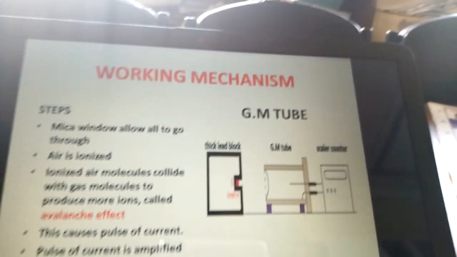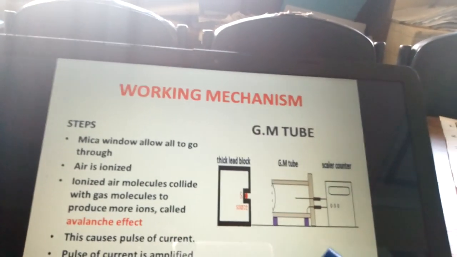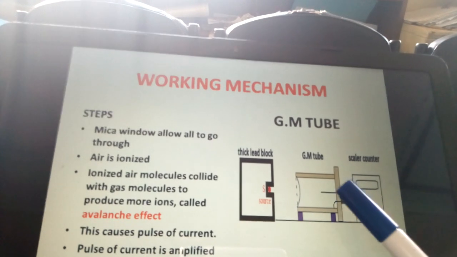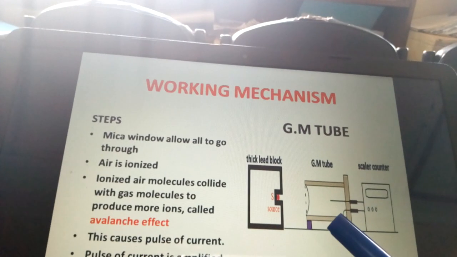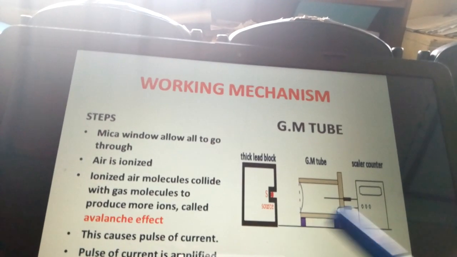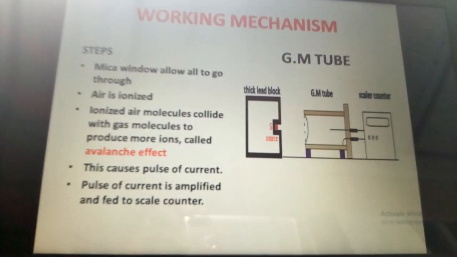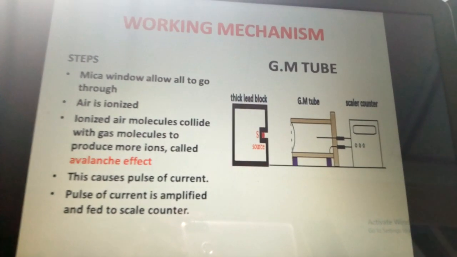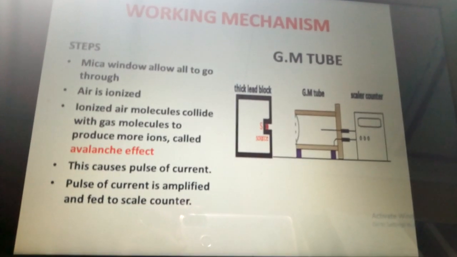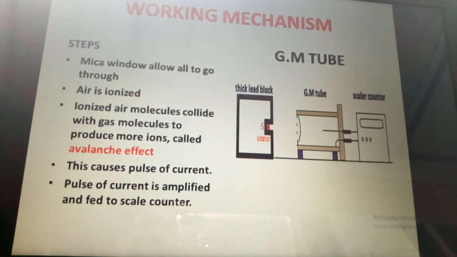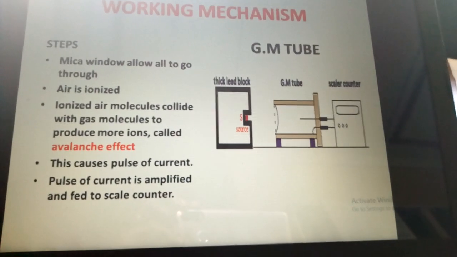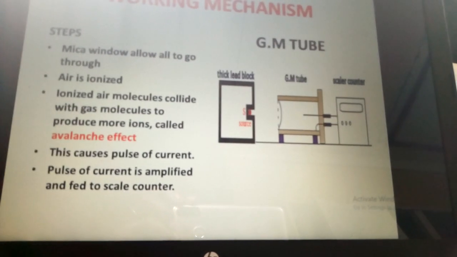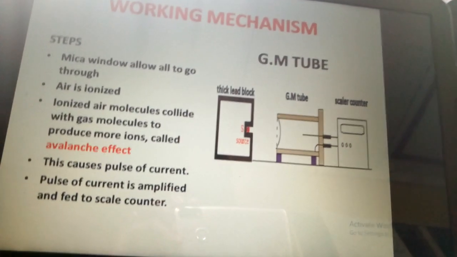The middle part is the anode. I did not label it, and this which is connected to the body is the cathode. So the avalanche effect of electrons will cause a pulse of current. This pulse of current is amplified, is made bigger and fed to a scalar counter, which will now give the signals.